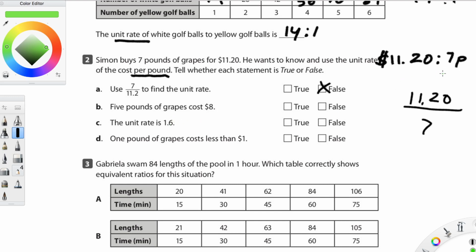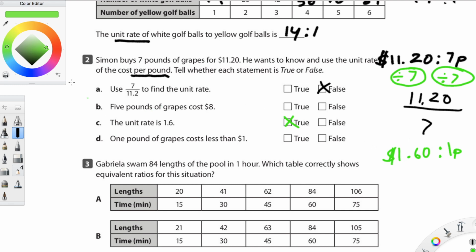So let's find out how much 1 pound is. So we're going to divide by 7 on both sides. 7 divided by 7 is 1 pound. Now, what is 11.20 divided by 7? Can I do it in my head? 7, 1, 4 left over, 42, 6, 1.60. Yep. So that would work out, actually. So we know that the unit rate is 1.6. 1.6, that works for 1 pound.